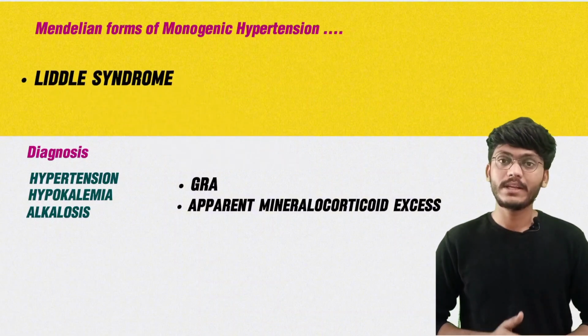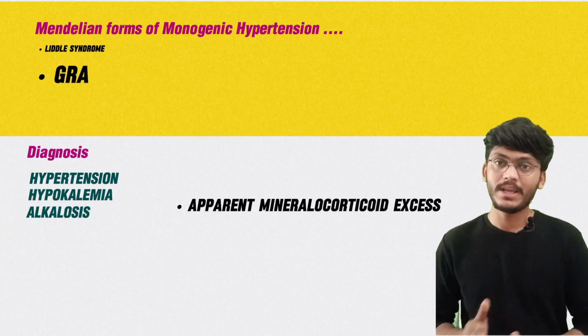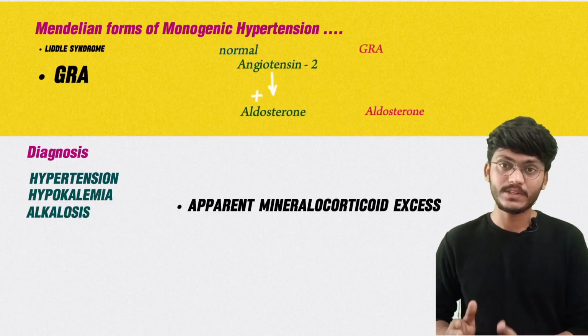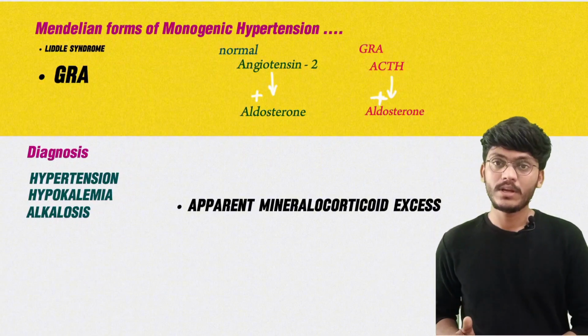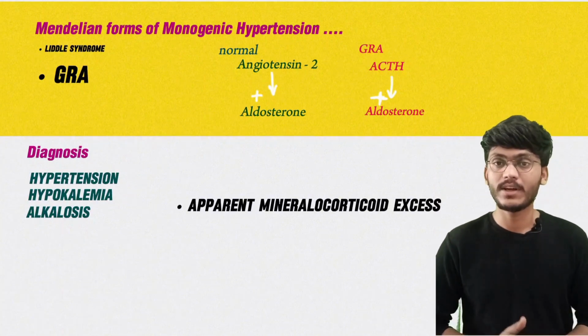In Liddle syndrome, there will be increased activity of epithelial sodium channels. In glucocorticoid remediable aldosteronism, instead of renin and angiotensinogen, aldosterone is being controlled by ACTH. Because ACTH is stimulating aldosterone, aldosterone will be released in excess amounts. Because of that, there will be increased activity of principal cells in the cortical collecting duct.